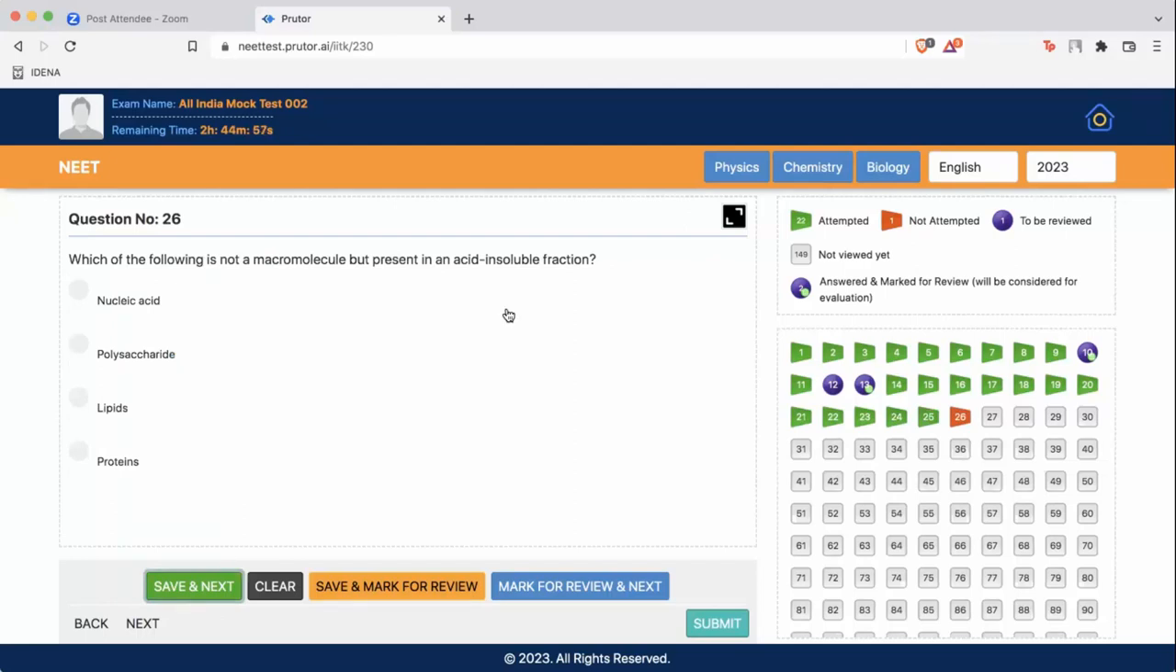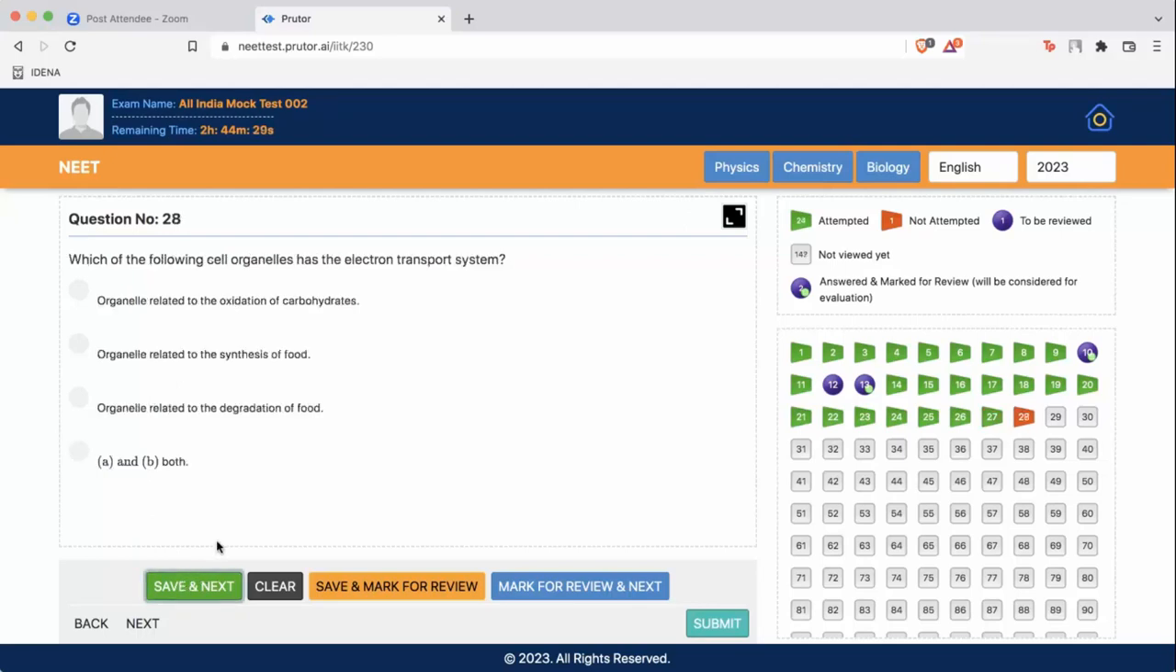Which of the following is not a macromolecule present in the acid insoluble fraction? Technically, lipids are not macromolecules, but they're still present inside. Right? They're not considered macromolecules because they have a really low weight. The region outside of the seminiferous tubules is called interstitial space, and it has blood vessels and Leydig cells, which secrete testosterone and the androgens. It's also called the interstitial space, so all of the above.